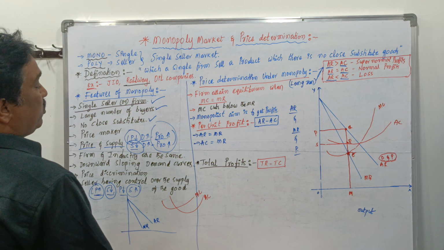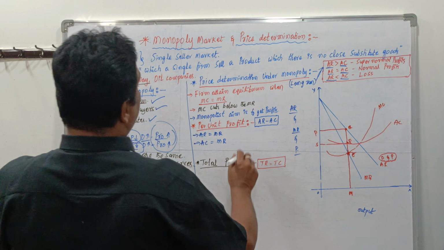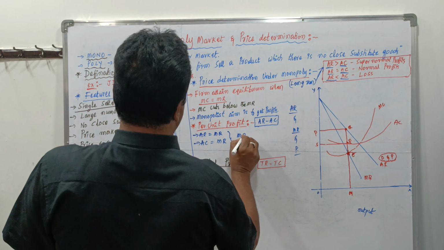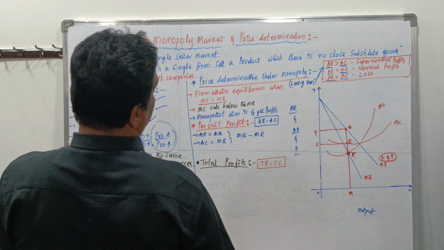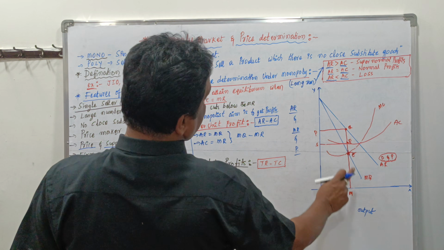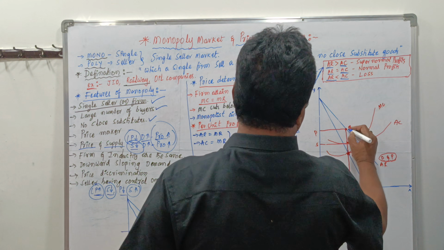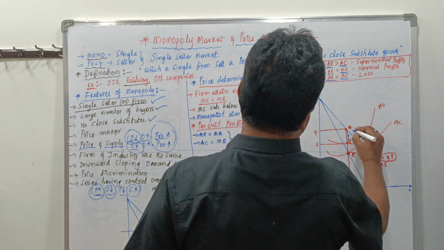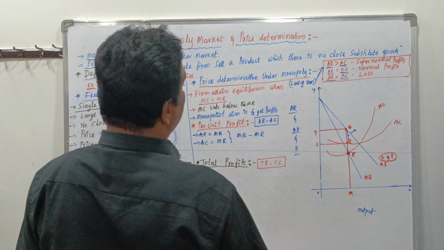And then we have to subtract: AR minus AC. Simple. MQ minus MR. MQ minus MR. So what is the remaining area here between Q and R? This area is called the per unit profit.